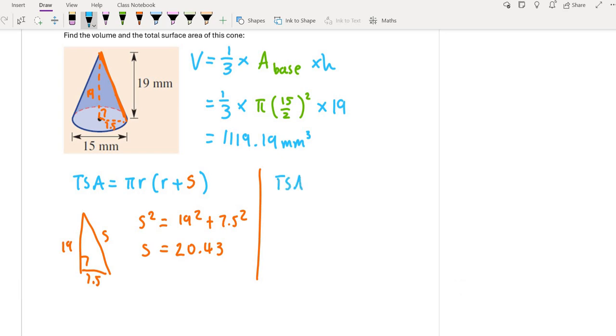And then finally we can do our calculation. Total surface area is pi times r, which is 7.5, times 7.5 plus 20.43, which equals around 658.09 millimeters squared.